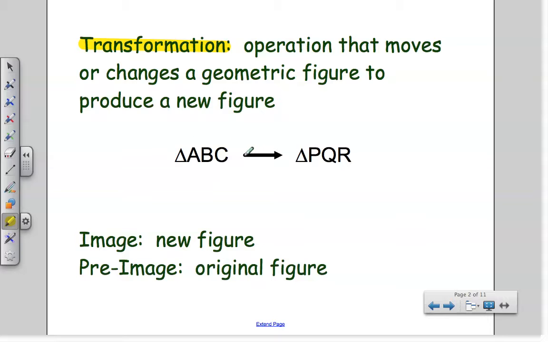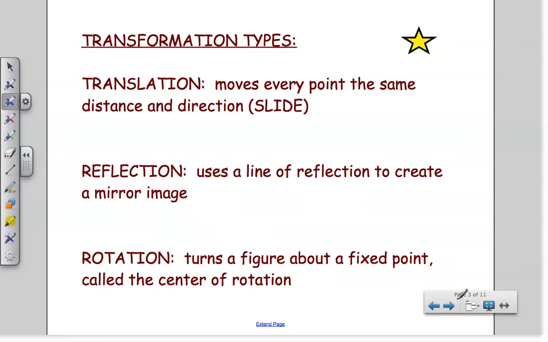So triangle ABC is changing or becoming triangle PQR, and we give terms to the original image. It's called your pre-image, so your original is always listed first. And then that new figure, after it undergoes this transformation, is called your image. It's the new figure that you get after the original figure undergoes a change or a transformation to produce a new one. Keep in mind this word image is the new figure that you get after the change.